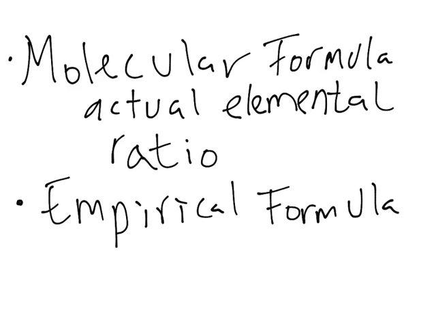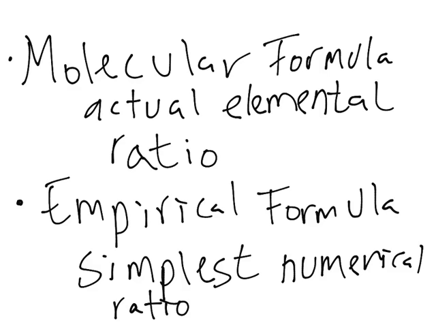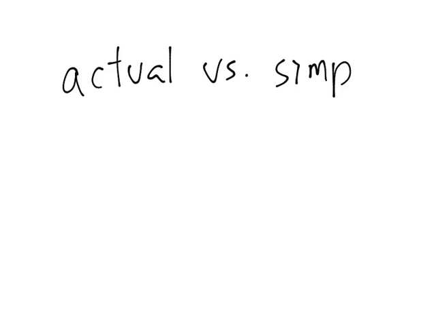The empirical formula will show the simplest numerical ratio of that compound. So simplest numerical ratio. In other words, it will be actual versus simplest. This would be molecular and this would be empirical.